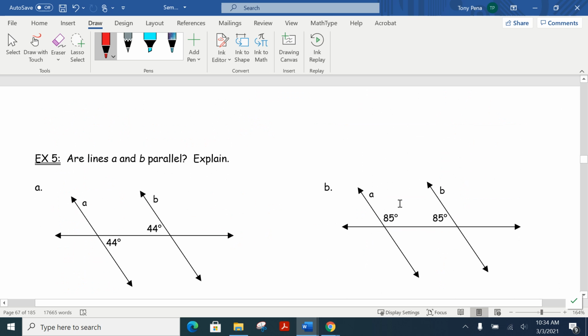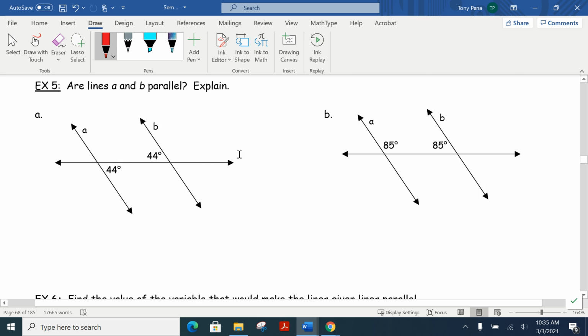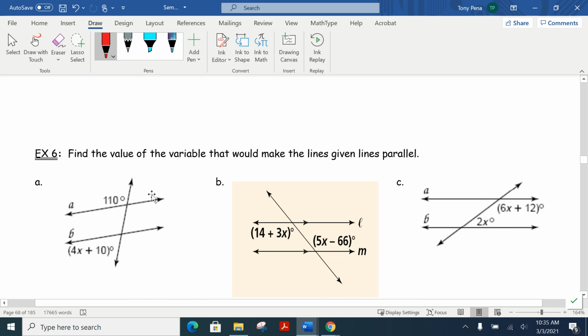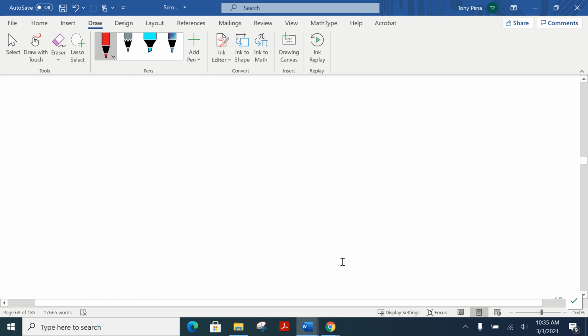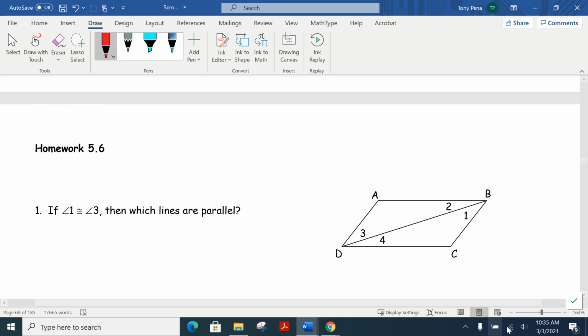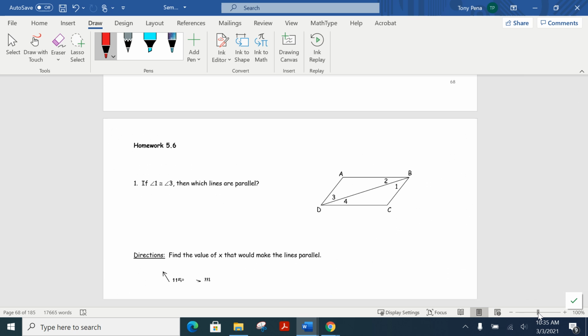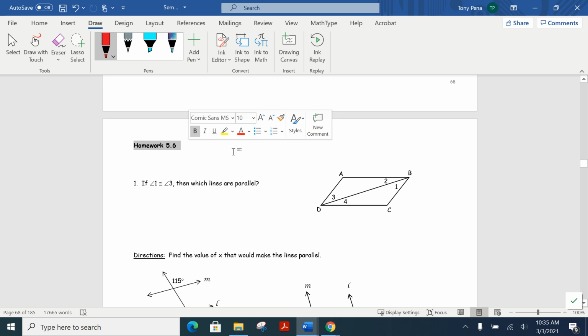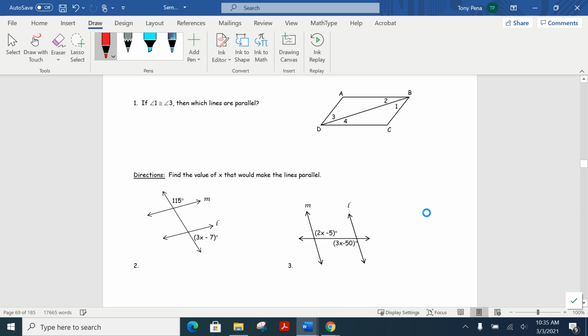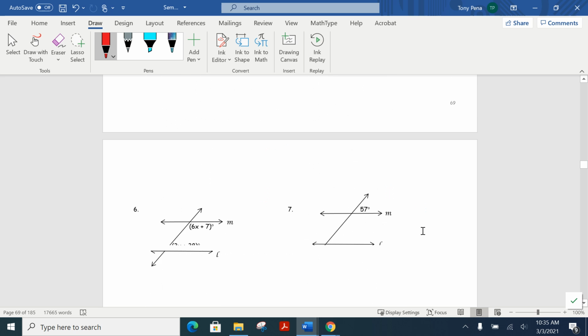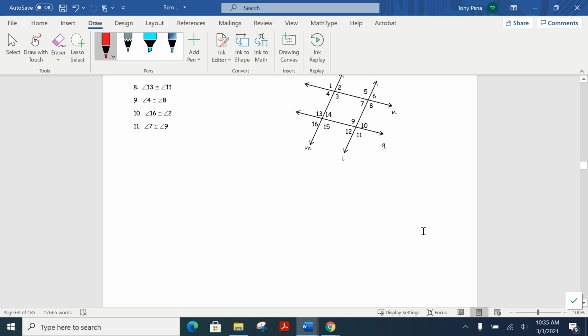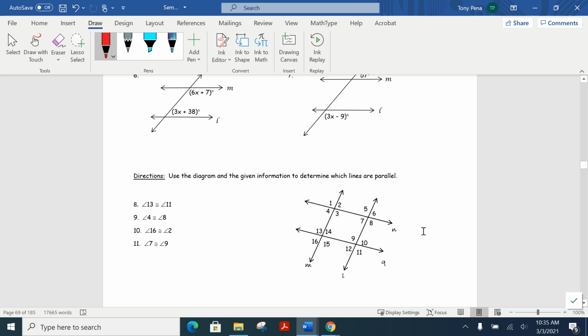Okay, the next page was just some more of these. Just go through with the same exact idea. There's not a whole lot different. I think there's really nothing new in this section overall. So your homework, if you jump to page 69 where it says 5.6, you're just going to do those 2 pages. So numbers 1 through 11. Yeah, just 1 through 11 there.